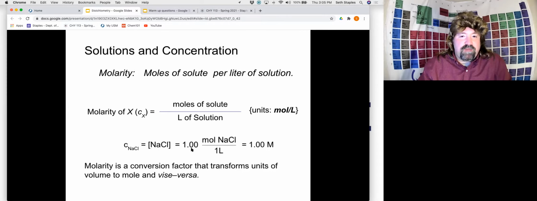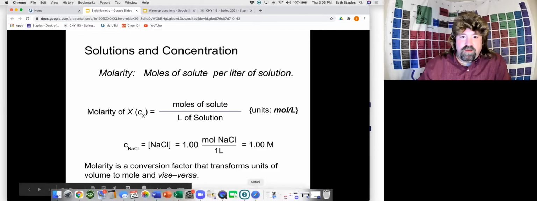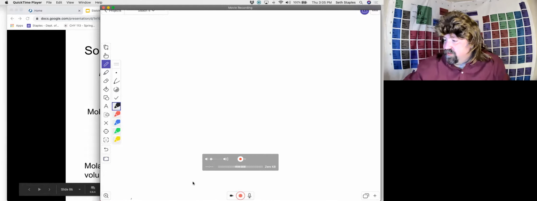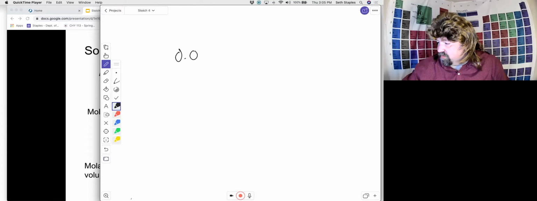Here we're talking about a 1 mole per liter solution, and we express that as 1.00 molar. Big M stands for molar, so this would be a 1 molar solution. Now take note that when we're looking at these units, in this case it's 1, but it could be anything. Let's say, for instance, in lecture we were dealing with 0.025 molar solutions.